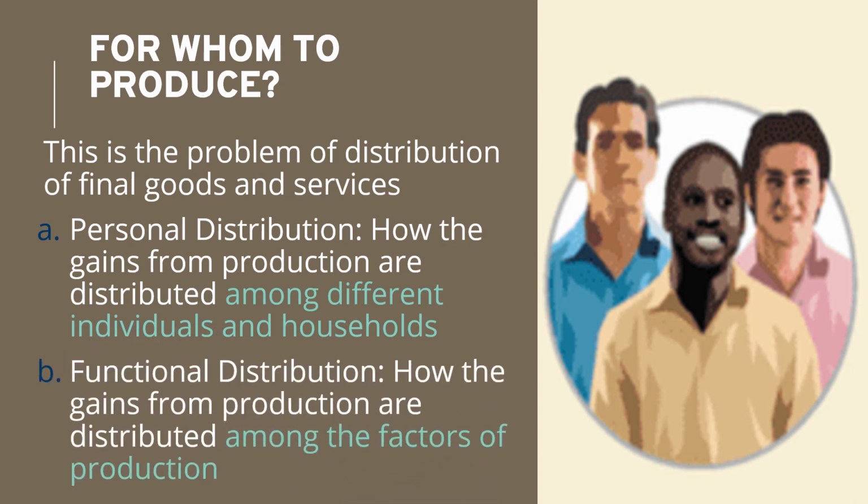Second aspect, we have functional distribution. That is how the gains from production are distributed among the factors of production. So, for example, we produce shirts. We sell it in society. It's being distributed among individuals and households. Whatever is being earned is distributed among the factors of production. So when we distribute it among individuals and households, it's called personal distribution. And when the gains from production are distributed among the factors of production, it's called functional distribution.